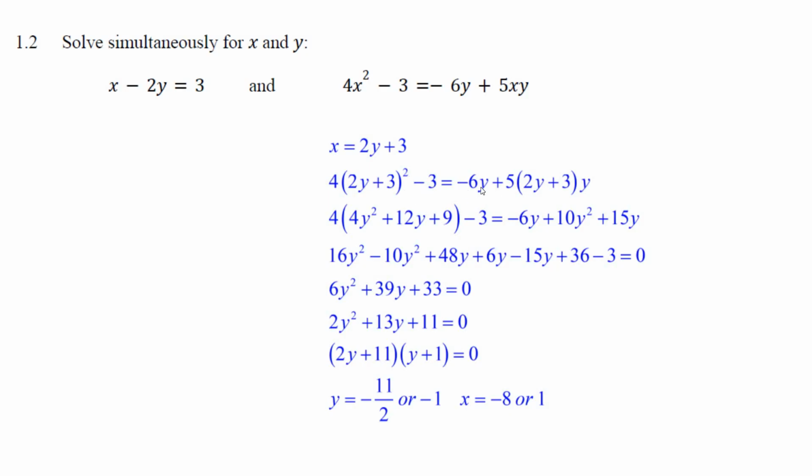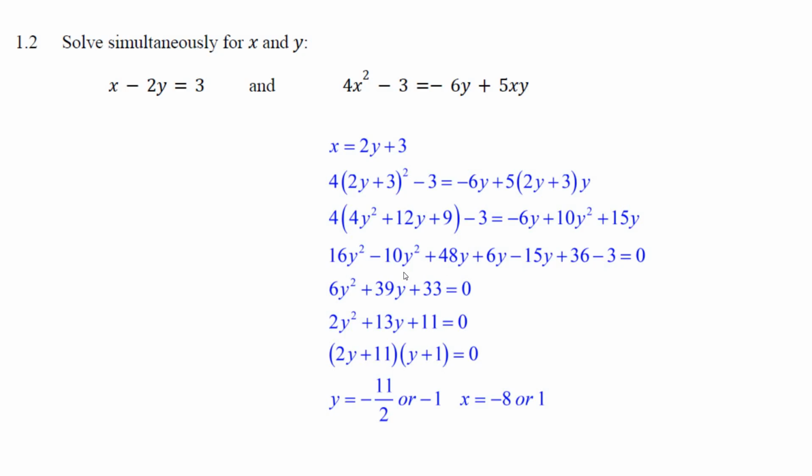Minus 3 minus 6y plus 5 times 2y plus 3, because that's what x is, times y. Now just multiply it out. Square the 2y plus 3, you'll get 4y squared, 12y, and 9. Multiply this out. Y times 5 here would be 5y times 2y is 10y squared. 5y times 3 is 15y.